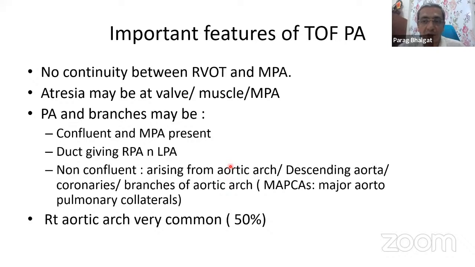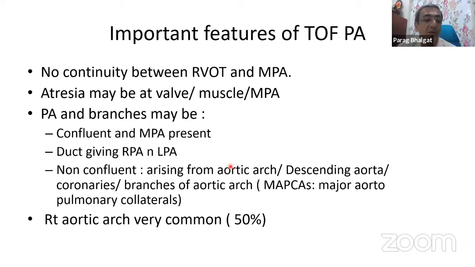Okay, the pulmonary atresia is there, which means RV is not in continuity with branch pulmonary arteries or MPA. Atresia can be at valve, it can be at muscle, it can be at MPA. Now there are many varieties. The branch, the right and left PA may be confluent. They may not be confluent. They come from duct. They may arise from any branch. It can be from DT, descending aorta. It can be from any neck vessels, abdominal aorta. All permutation combinations are possible.